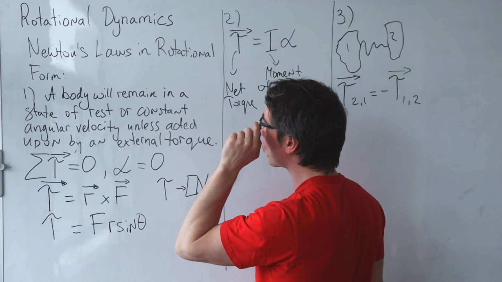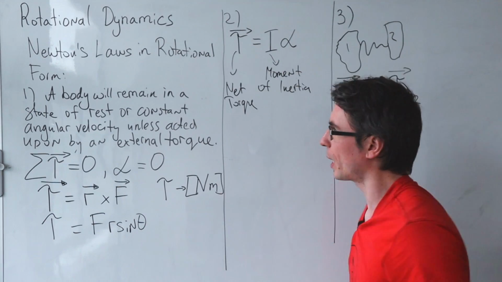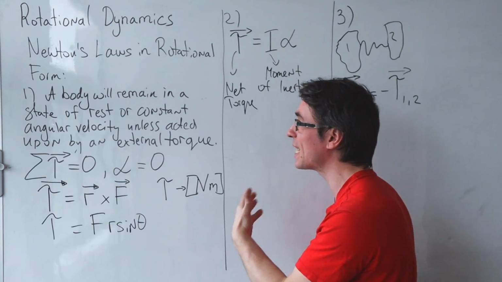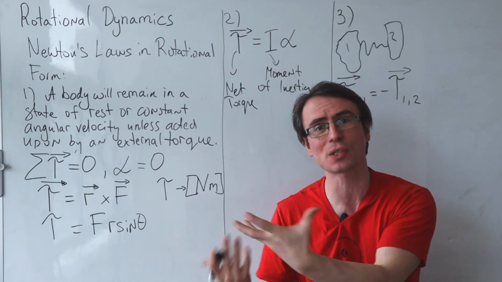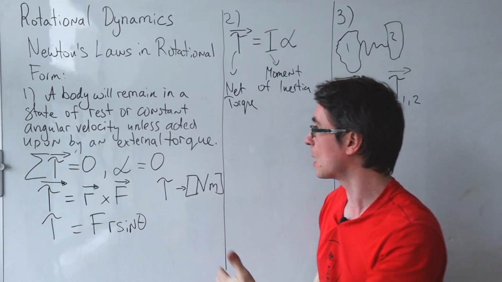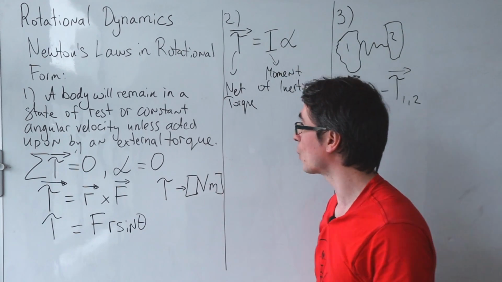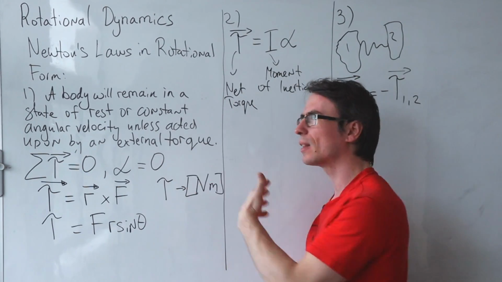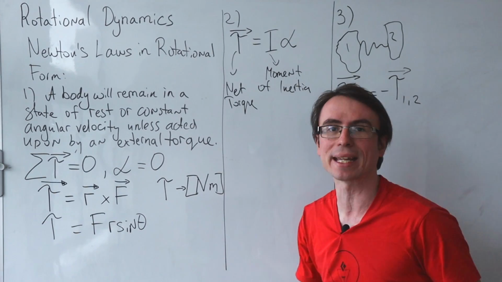So Newton's first law: a body will remain in a state of rest or constant angular velocity unless acted upon by an external torque. In this case, we've just added angular to the velocity, and we've replaced the force with a net torque.